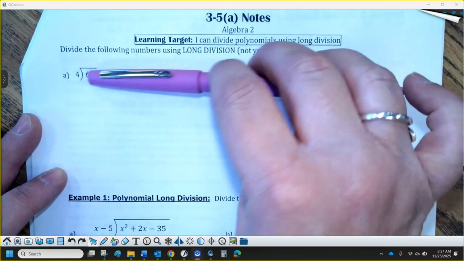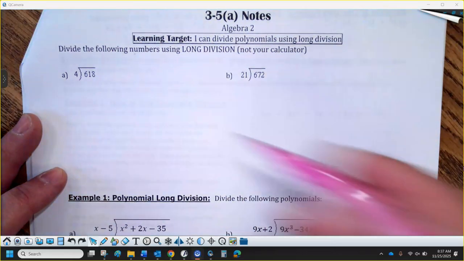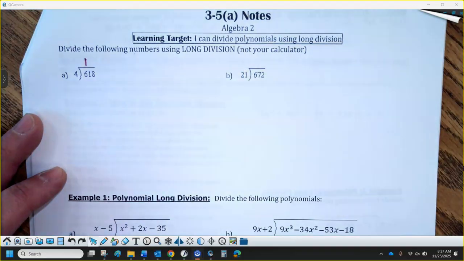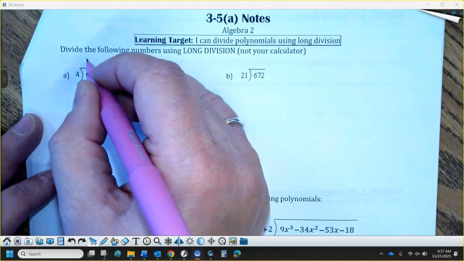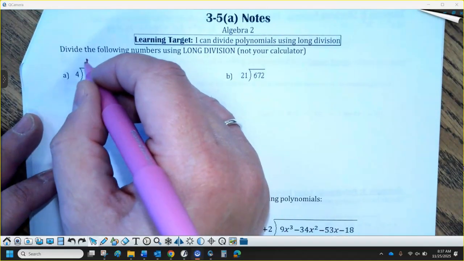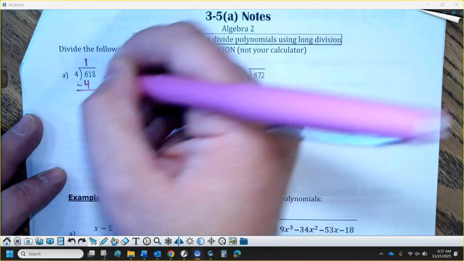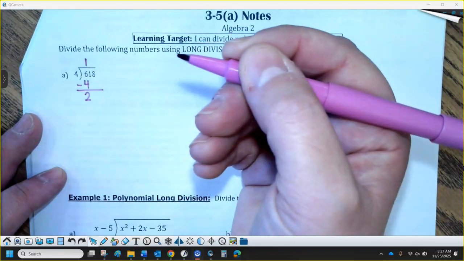So you look at the first digit. So I'm just looking at 4 and 6. How many times does 4 go into 6? 1 time. So then you put the 1 up here, and then do you remember what you do with it? We're gonna subtract in a second. You take the number on the top, you multiply it by the number outside. So I'm gonna do 1 times 4. You put that under that digit, and then you subtract. So I just do 6 minus 4, which is 2.